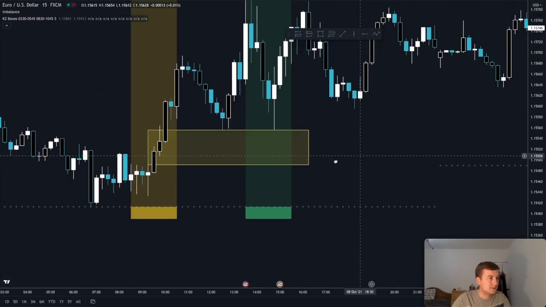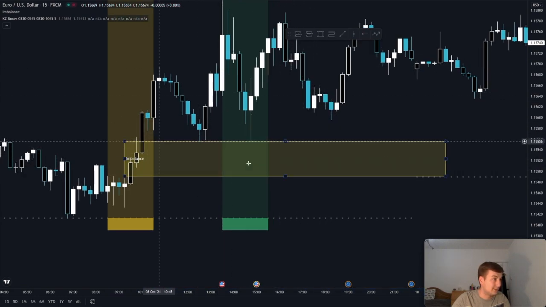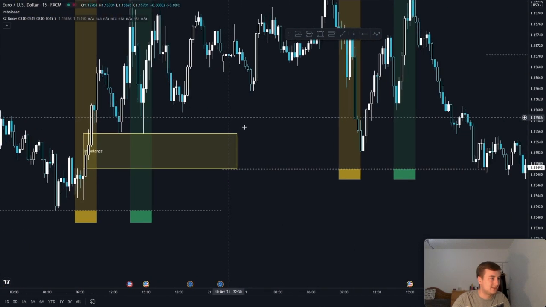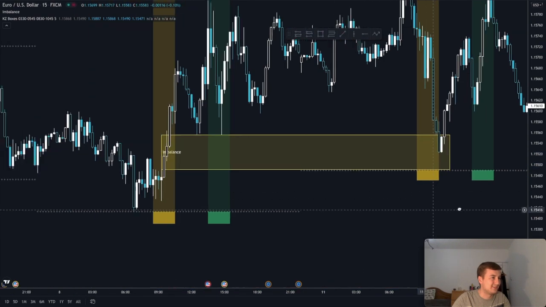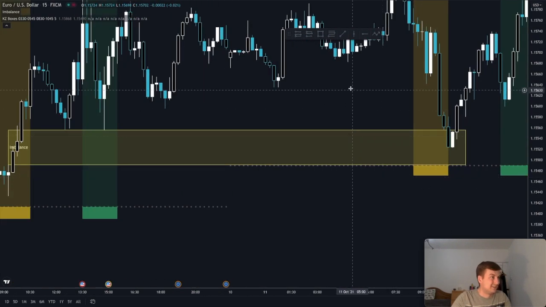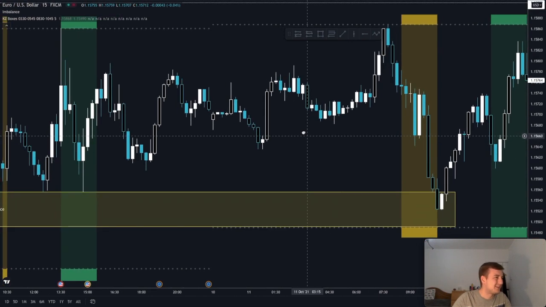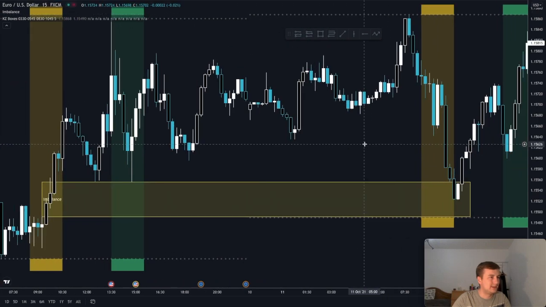Now we're going to keep hold of this imbalance for future reference. So we're not going to use it this day because, well, it wasn't touched, was it? So we can keep this, and this will be revisited. Come on, guys, I can't make this up. So yeah, as you can see, price came back down to it on the next day.